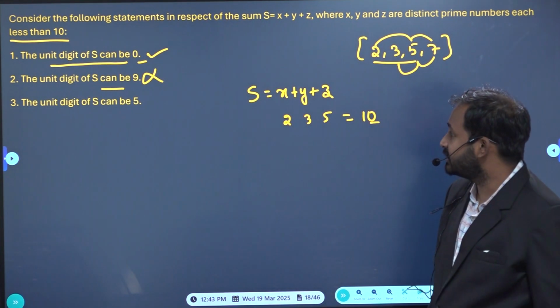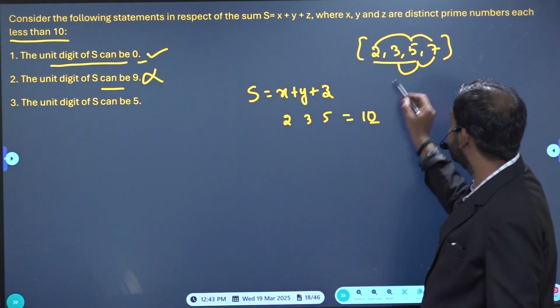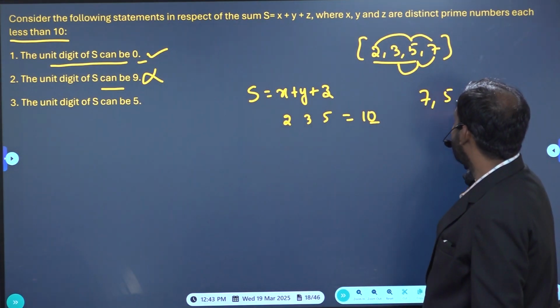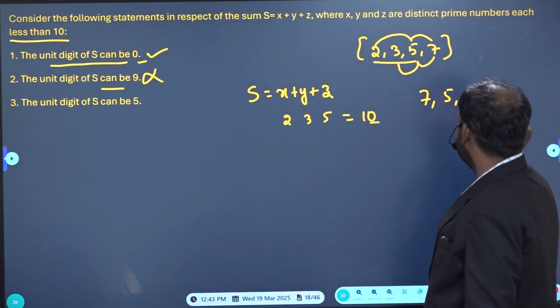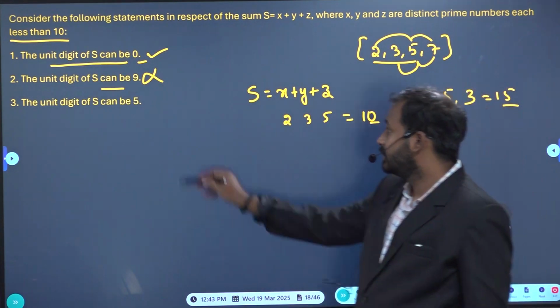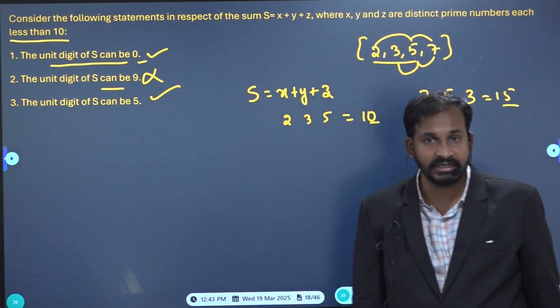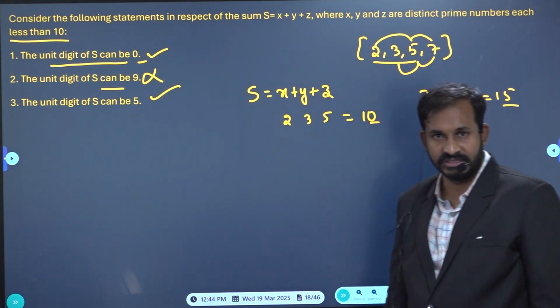The unit digit of s can be 5. Yes, just now we have seen, right? If I take 7, 5 and 3, the unit digit can be 5. Because it can be. So statements 1 and 3 are correct, and option B is wrong for us here.